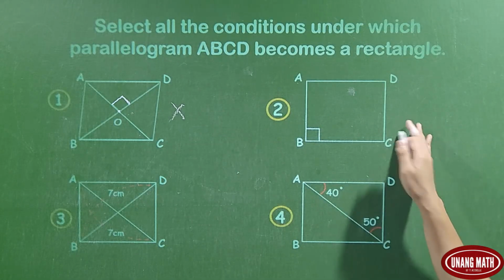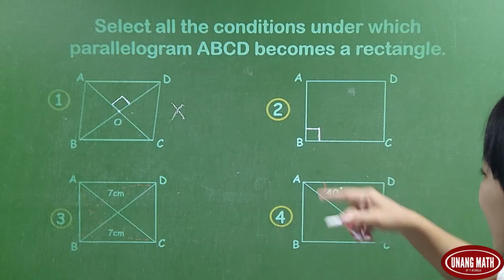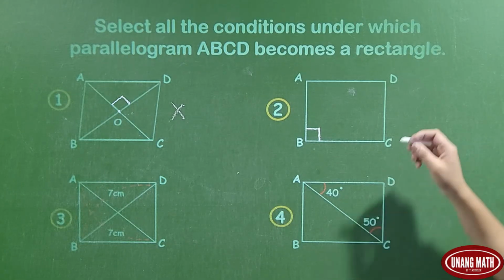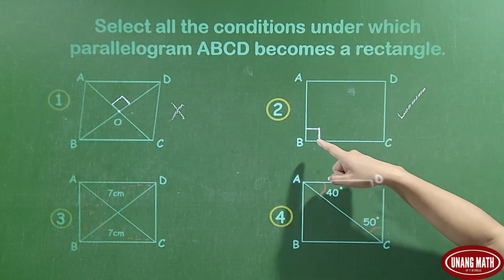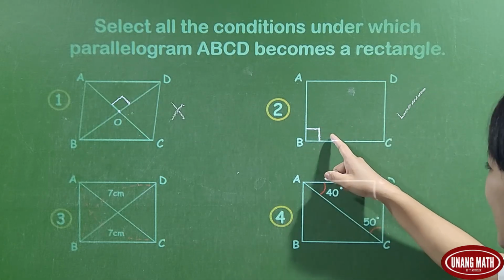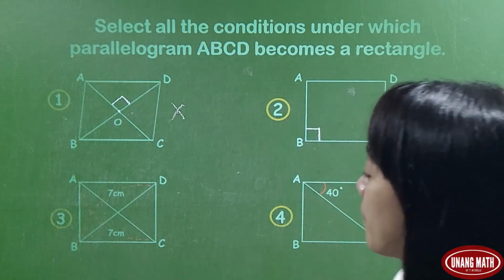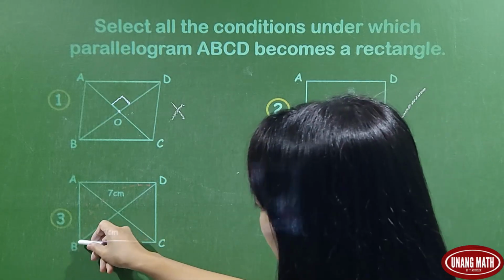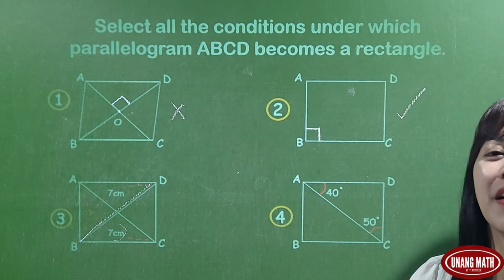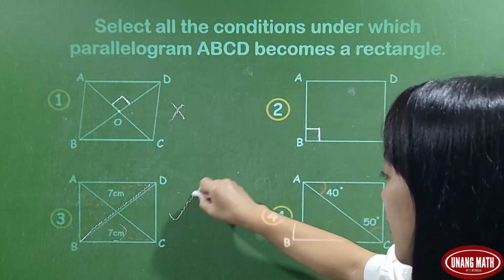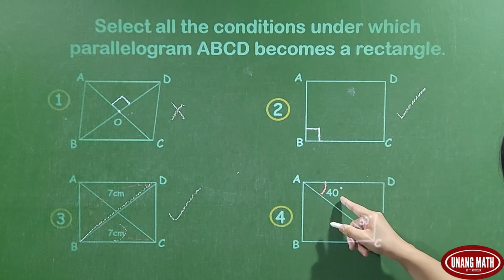Okay, what about the second figure? As you can see, it's indicated here that this one angle is 90 degrees. So this is a condition for a parallelogram to become a rectangle. Even if the given is just one angle and that's 90 degrees, then that's already a rectangle. Okay, for figure number 3, it's indicated here that this diagonal is 7 and this is also 7. So again, the two diagonals are equal in length. So this is correct.